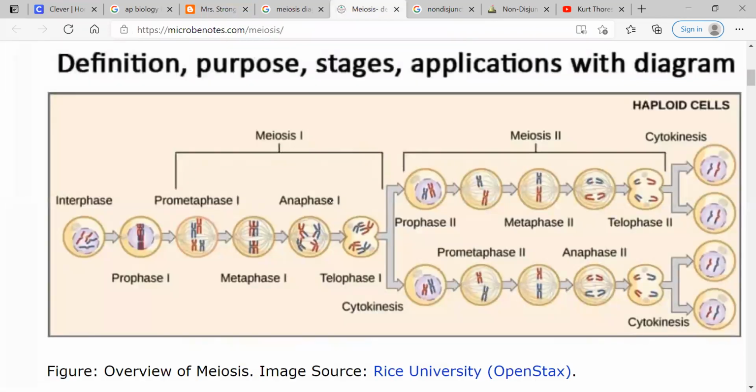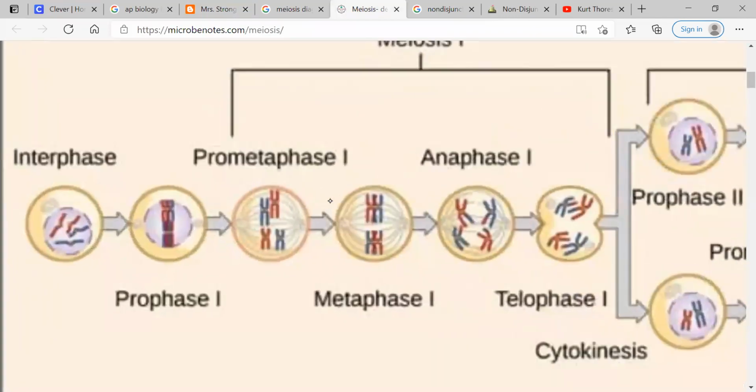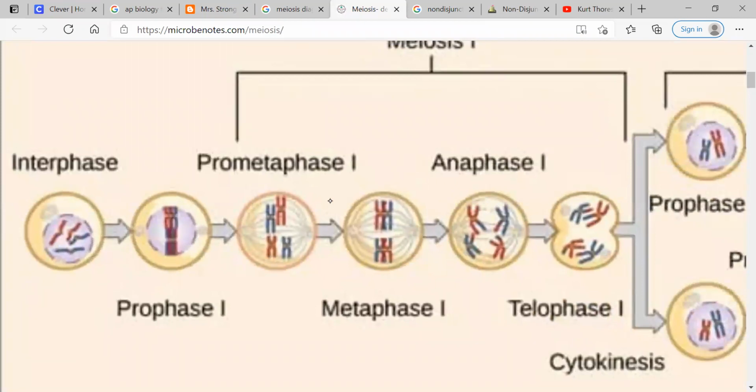There we go. Okay. I want you to check out interphase on the far left. Interphase in meiosis is the same as interphase in mitosis. You start up with G1, S, and G2. In G1, the organelles double, the cell doubles in size. In S phase, the DNA replicates. And then in G2, the cell is making the final preparations for division.